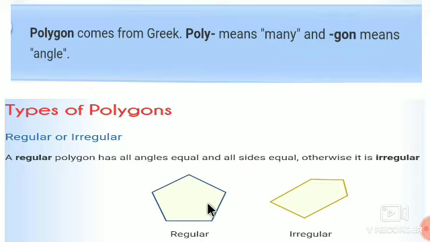If you observe neatly, this polygon has how many sides? 1, 2, 3, 4 and 5. This shape also has 5 sides, 1, 2, 3, 4 and 5. Both shapes have 5 sides, but what is the difference here? Here each side has equal length, and here the sides have different lengths. That's why this polygon is called the regular polygon and this polygon is called the irregular polygon.